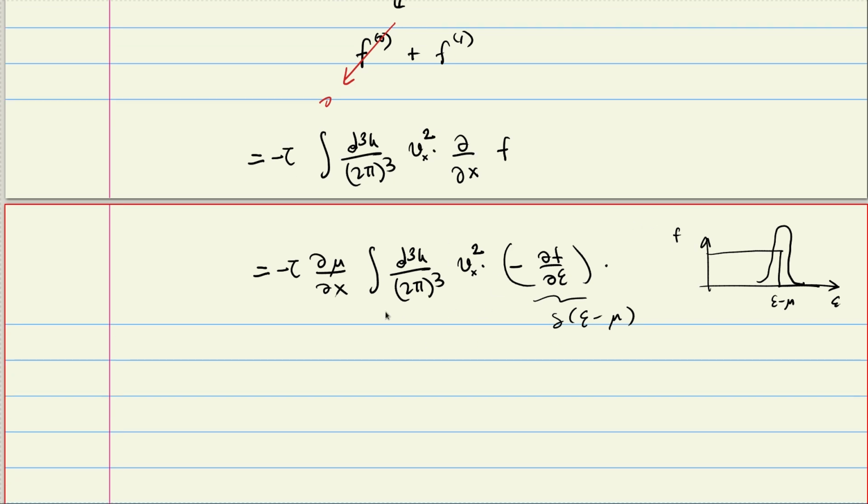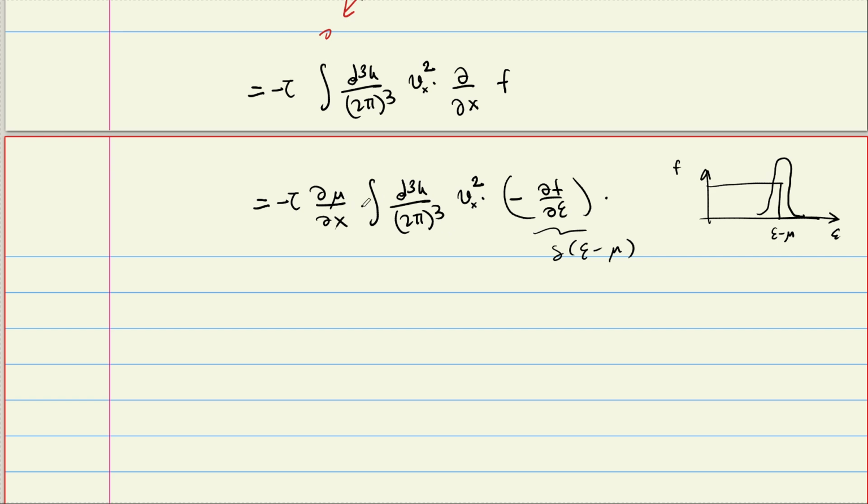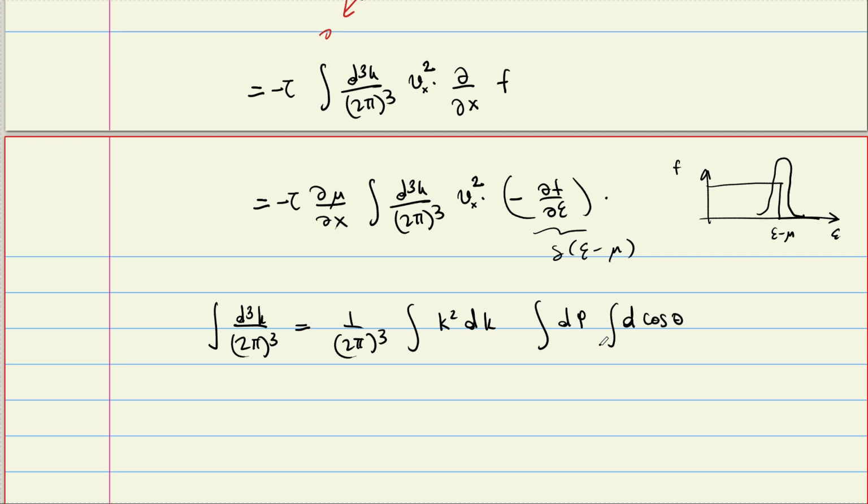Now I want to take this integral. For this phase space, I want to spend just a few minutes to show you the details, which is important in technical calculations, which is simple, but sometimes I see people having a hard time. So d cube k over 2 pi cube is equal to 1 over 2 pi cube, k squared dk, d phi, d cosine theta. This is going from 0 to 2 pi, and this is going from minus 1 to 1. This is the three-dimensional integral. This is the azimuthal angle, this is the polar angle, and this is the radial variable. We are in k-space spherical coordinates.